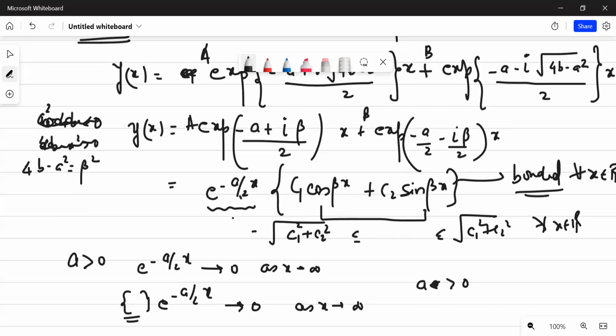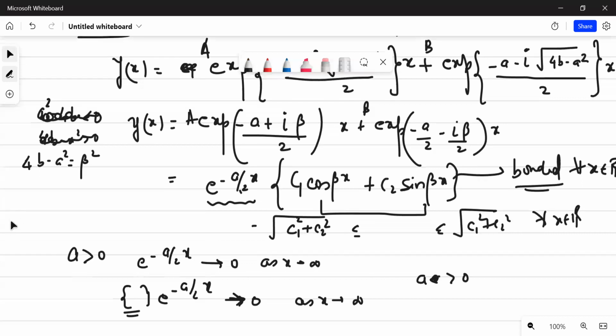What I'm trying to say is that if a is less than 0, then this entire term would become infinity. And this infinity times a number, which is again oscillating between minus root over c1 square plus c2 square to root over c1 square plus c2 square, would eventually make it oscillate between minus infinity to plus infinity, provided a is less than 0. If a is less than 0, then this entire limit will oscillate indefinitely from minus infinity to plus infinity. It can never be 0 as such. So the limit is in fact not unique right here. But if x is tending to infinity and if a is greater than 0, then this entire term will go towards 0 as x tends to infinity.